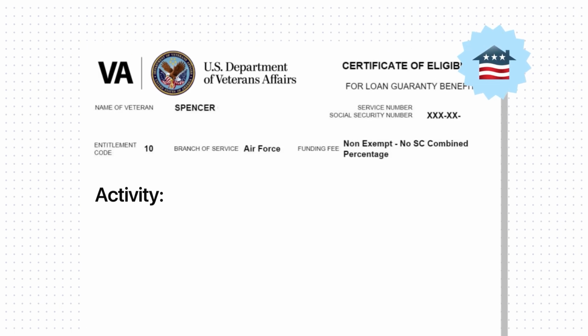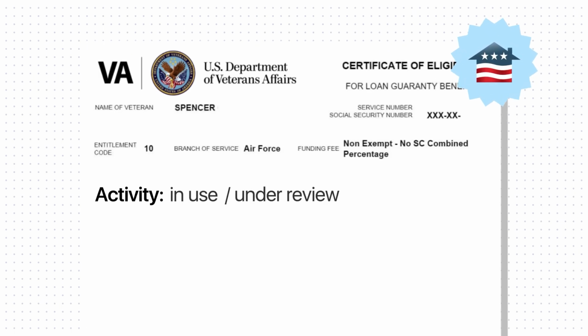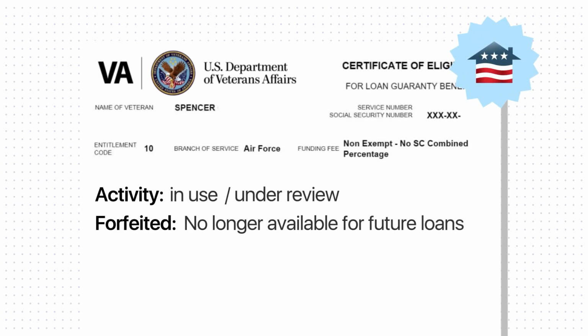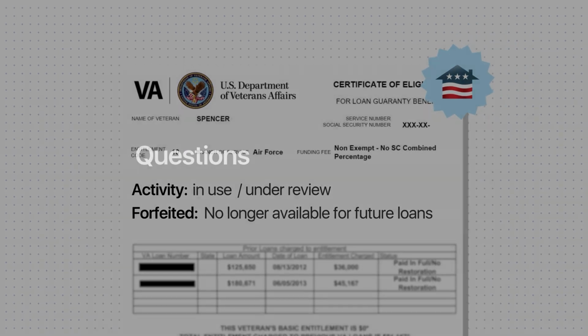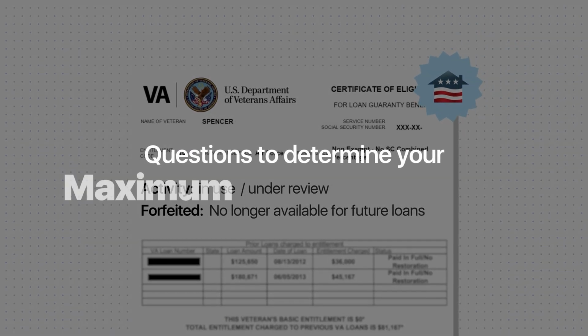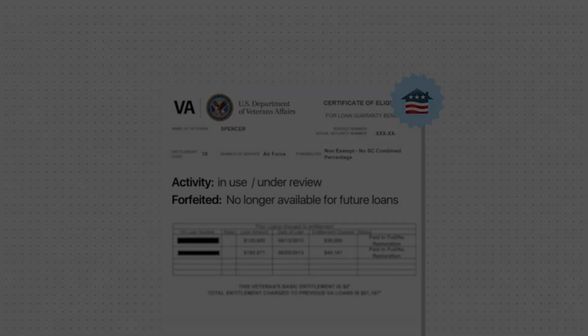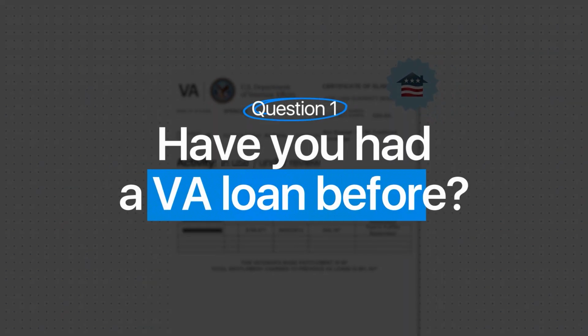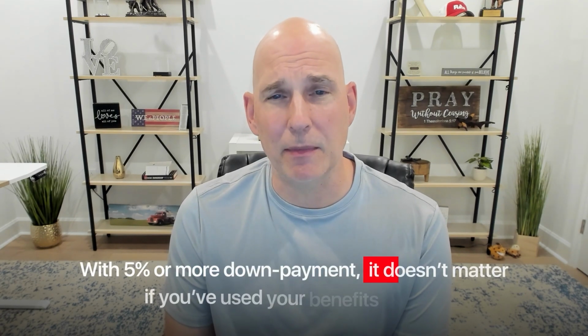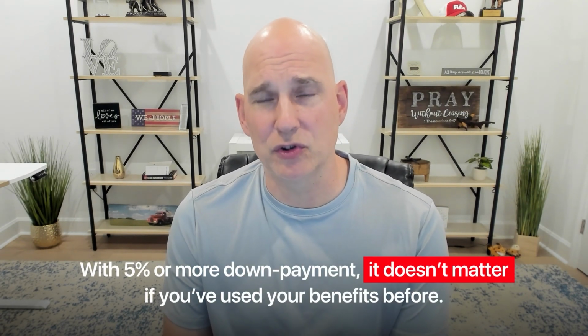However, if your VA loan is already in use or if you have forfeited some of your eligibility, then there are some questions we have to determine your maximum VA loan amount. Let's look at the first question. Have you had a VA loan before? This establishes the subsequent use that I was talking about earlier. And the whole subsequent use thing is really only a matter of consequence if you are putting less than 5% down. I kind of went into this already, but otherwise, with 5% or more down payment, it doesn't matter if you've used your benefits before.